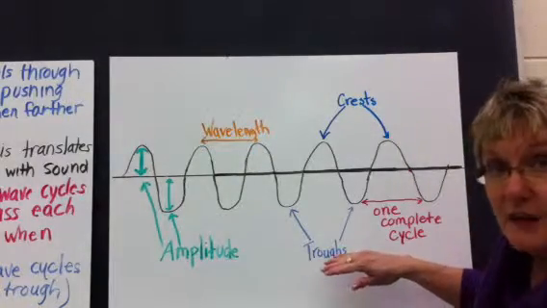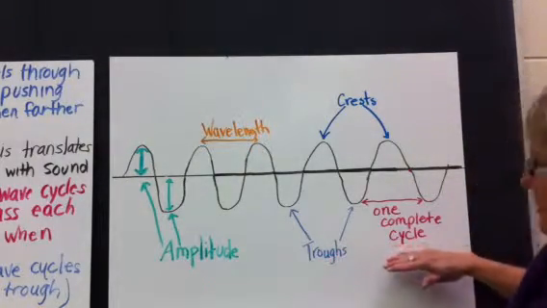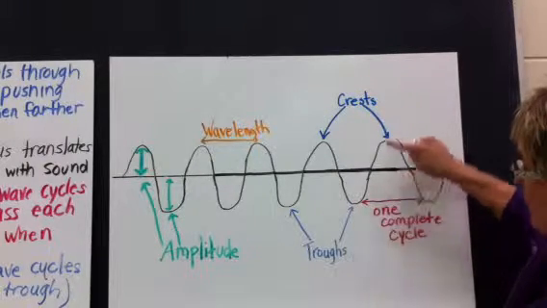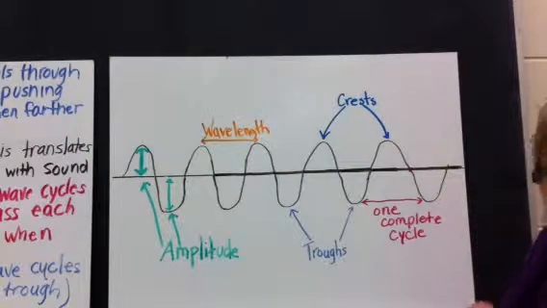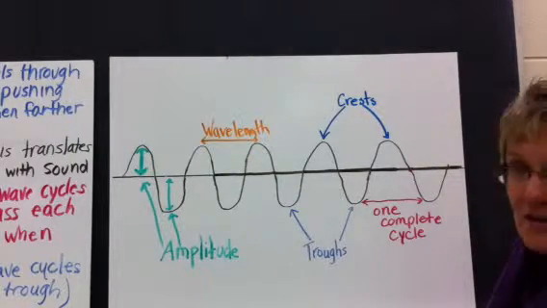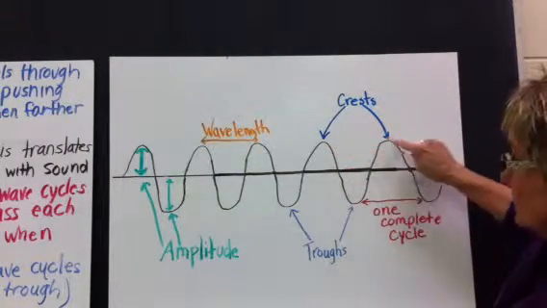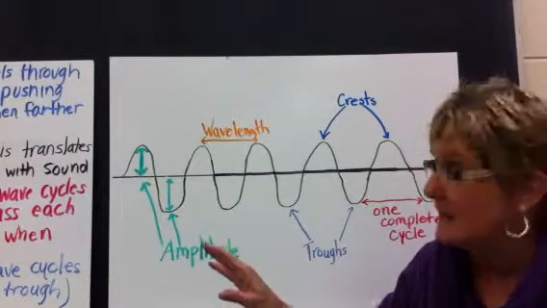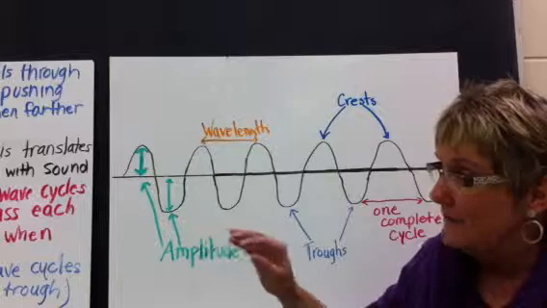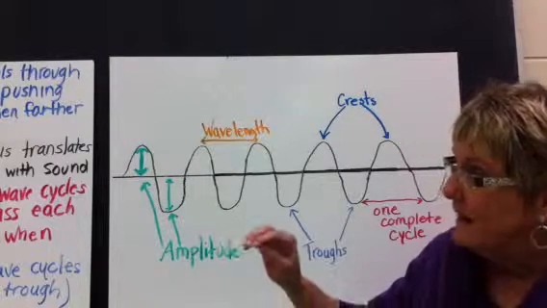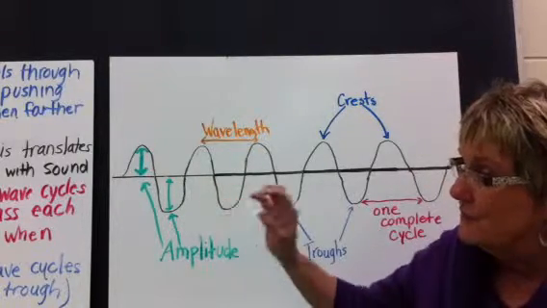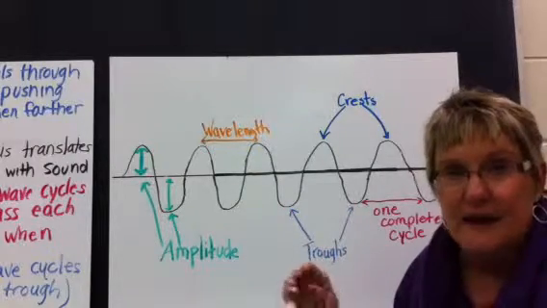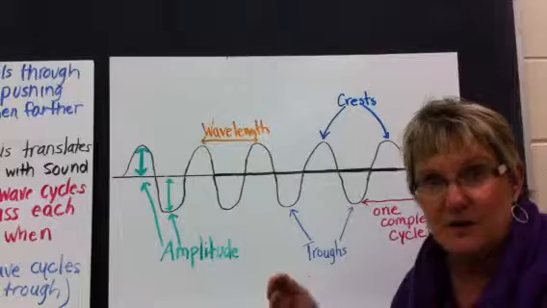Trough, we already said, is the lowest part of the wave. And here I've drawn one complete cycle. It goes from trough to trough. We could also say that there's one complete cycle going from crest to crest. Now these have to do with the properties of waves. Amplitude, frequency, wavelength, those are all properties of waves. And we'll be learning more about this as we go through our unit.